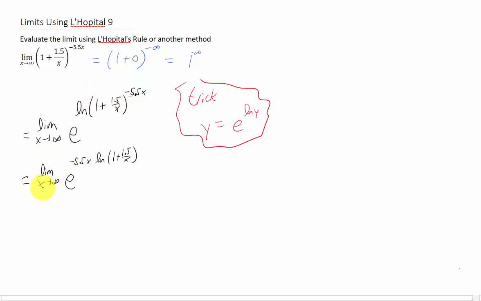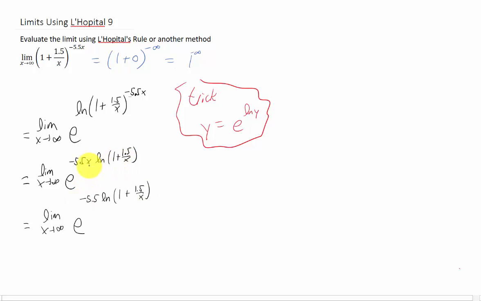Okay, now if we ask what happens as x goes to infinity, this piece right here goes to infinity, while this piece here goes to the natural log of 1, which equals 0. We have infinity times 0. That's an indeterminate form that we can more easily write as a form that L'Hopital's rule can deal with.